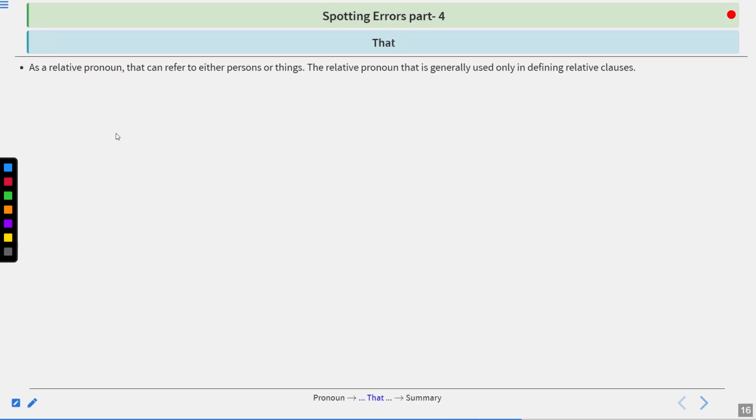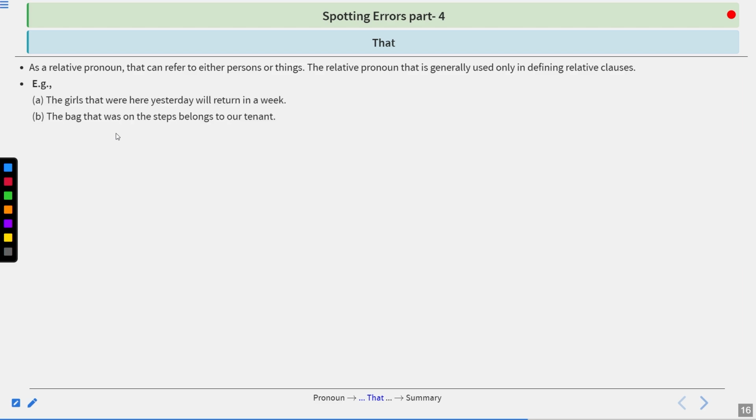Use of that as a relative pronoun that can refer to either persons or things. The relative pronoun that is generally used only in defining relative clauses. So if you talk about that as a relative pronoun, it is used in defining clauses only. And the other relative pronouns can be used either in defining clauses or in non-defining clauses, but that is used only in defining clauses.